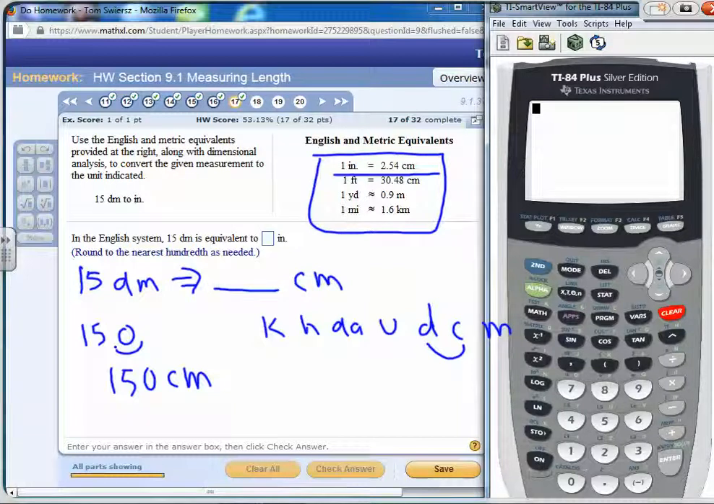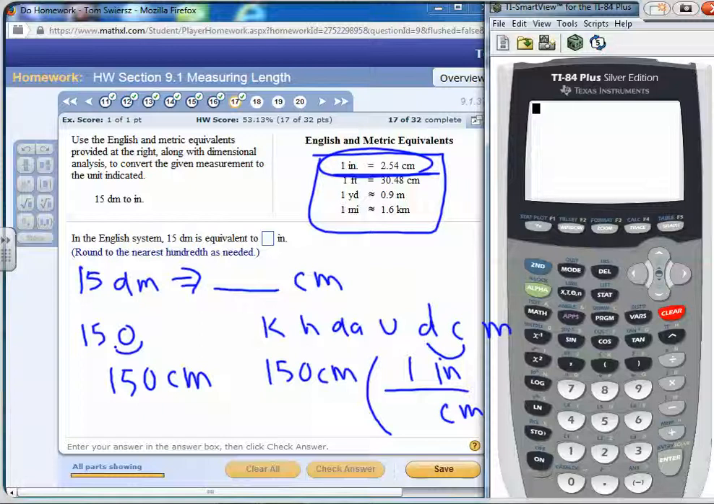So now we have converted to 150 centimeters, and now we want inches. For the conversion between inches and centimeters, we can use the chart. For every 1 inch, there are 2.54 centimeters. 2.54 is in the denominator, so we're going to divide. The number that's not 1 is in the denominator, so we're going to divide. So we're going to take 150 divided by 2.54.